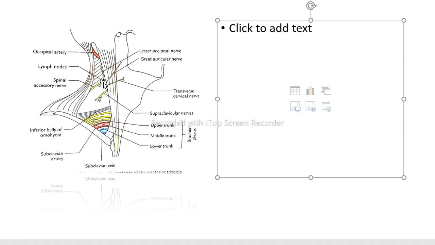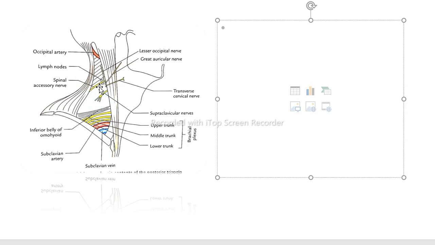So here is the spinal accessory nerve. There is a lymph node around the spinal accessory nerve. With infection and enlargement of the lymph node, there is irritation of the spinal accessory nerve. The spinal accessory nerve is plastered to the roof of the posterior triangle.